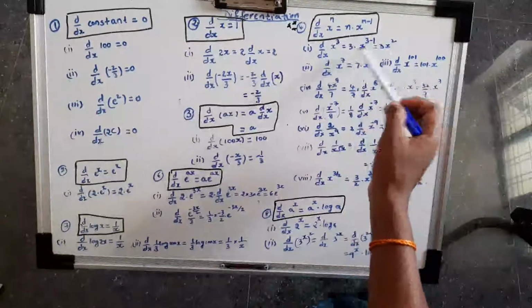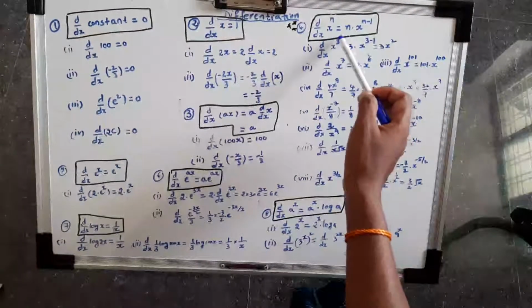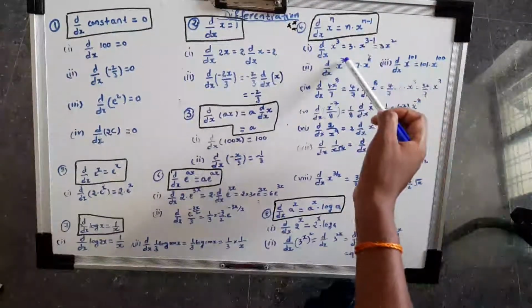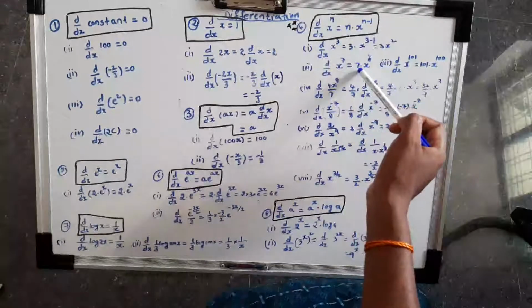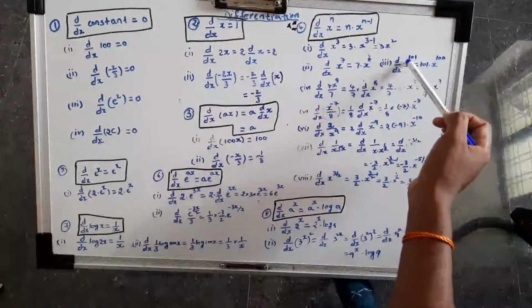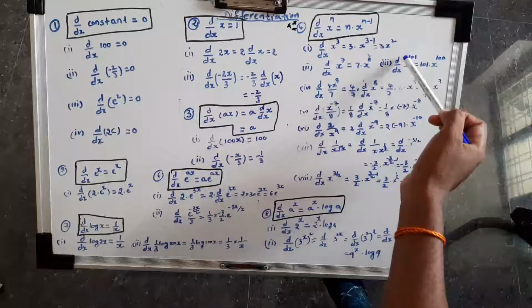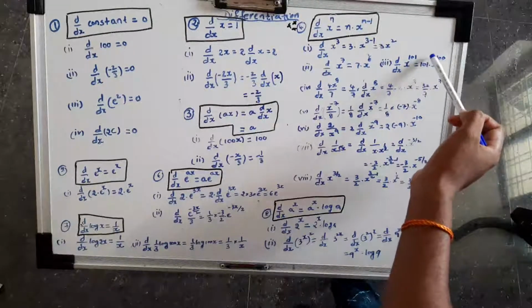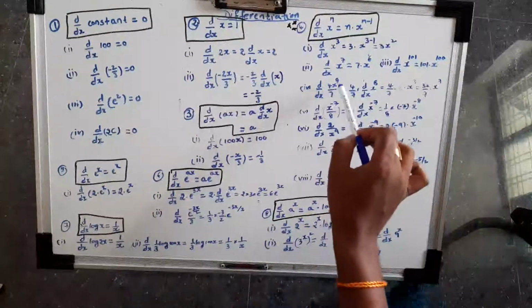Simply, how can you write it? You write the power first, and the variable's power is reduced by 1: 3x square. Similarly, the derivative of x power 7: you write 7 here, and x power 7 minus 1, which is 6. So first you write the power, times x power, with the power reduced by 1. Now see here, 4x over 7.